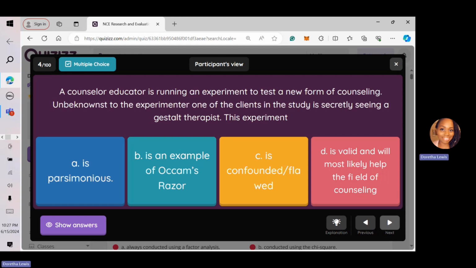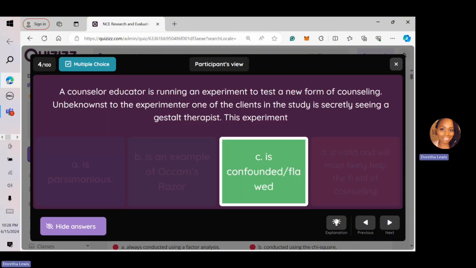A counselor educator is running an experiment to test a new format of counseling. Unbeknownst to the experimenter, one of the clients in the study is secretly seeing an adult therapist. The experiment is A, parsimonious, B, an example of Occam's razor, C, confounded slash flawed, or D, valid and will most likely help the field of counseling. If you chose C, you are correct, right? So unbeknownst to the experimenter, well, that means the experimenter can't account for that, right? And now that becomes an error in the experiment, which ultimately leads to lack of validity and reliability in the test.